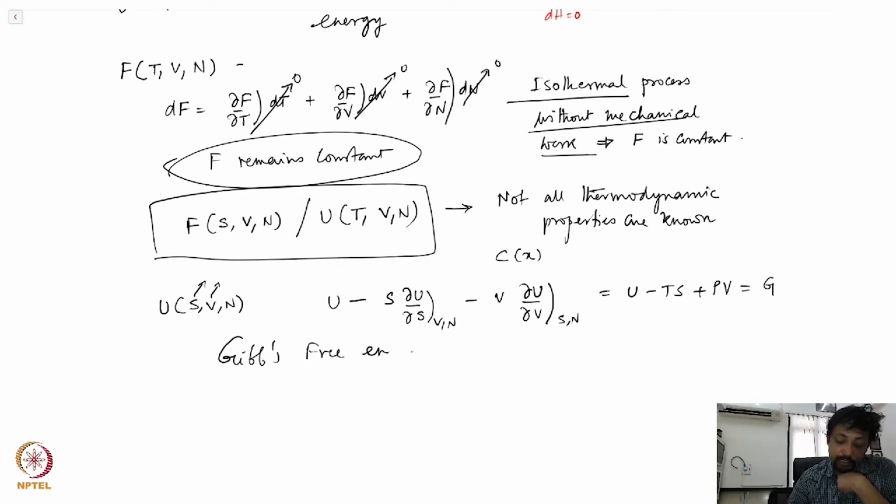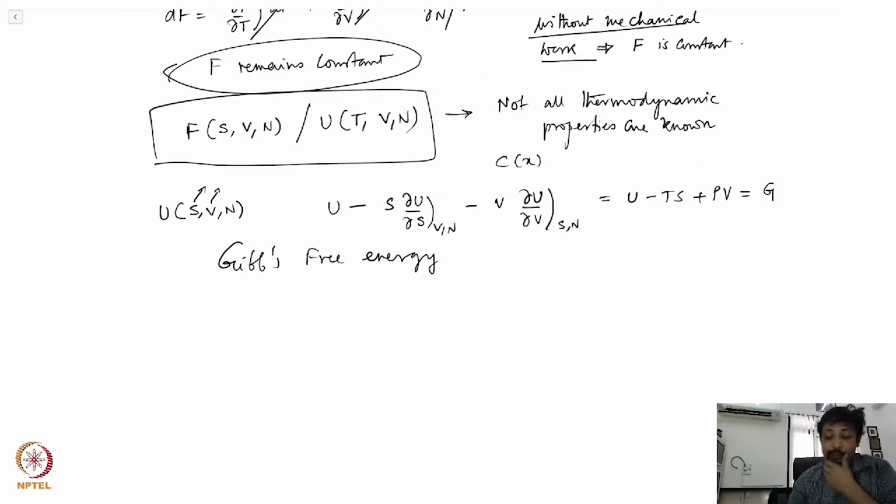So now you must be utterly confused about why I have introduced another Gibbs free energy. You have to look at the Gibbs free energy very carefully. T, V and N. Now I have replaced V with P.